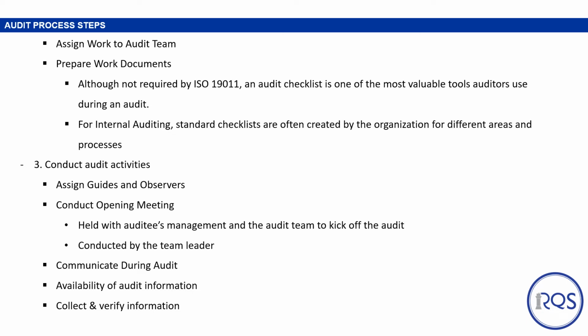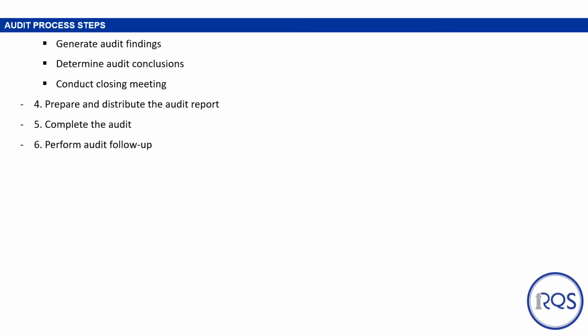Next, we begin to conduct audit activities. This includes assigning guides and observers, conducting the opening meeting, communicating during the audit, ensuring availability of audit information, and collecting and verifying information. The opening meeting is held with the auditee's management and the audit team to kick off the audit and is conducted by the audit team leader. Audit activities also include generating audit findings, determining audit conclusions, and conducting a closing meeting.